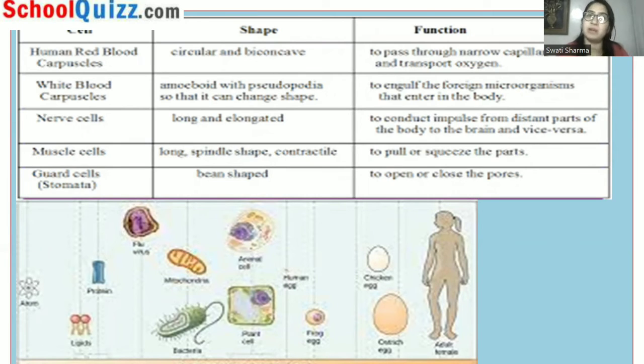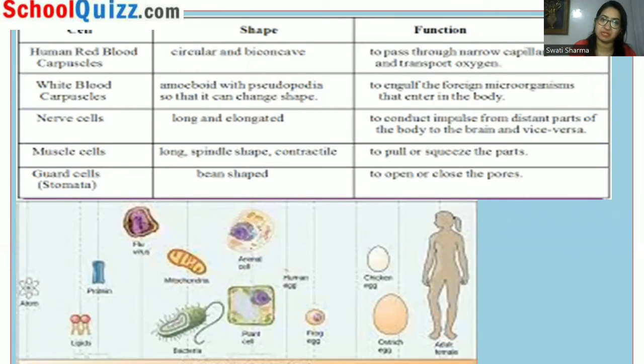Then come white blood cells, which are amoeboid with pseudopodia so that they can change shape. They have pseudopodia-like structures which help in the movement and shape of those cells, and they are involved in engulfing the foreign organisms that enter the body. Because of that, white blood cells perform the immune defense function in our body, so that if any foreign microorganism or foreign thing enters the body, it can be engulfed.